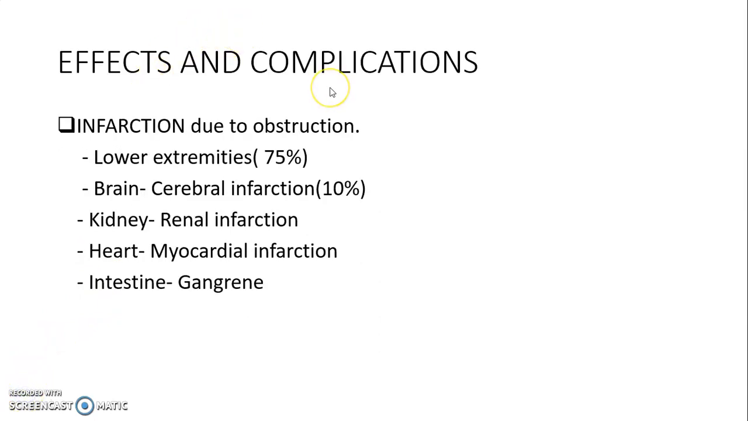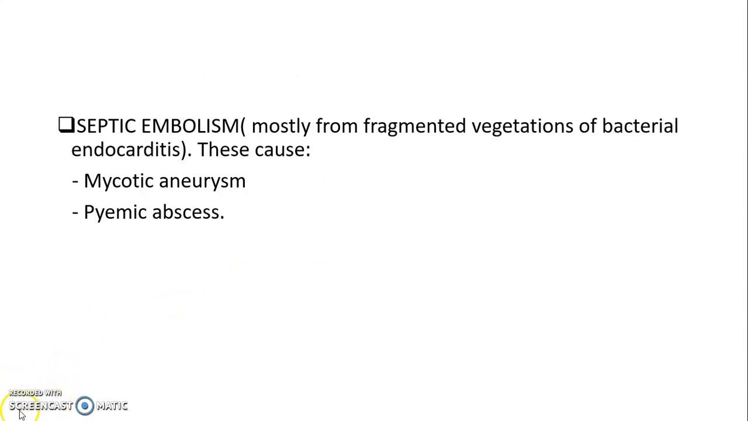Effects and complications of systemic thromboembolism: infarction due to obstruction. Lower extremity could be affected in 75% of the cases. When infarction is in the brain, then cerebral infarction will occur. It will cause renal infarction, could cause myocardial infarction or intestinal gangrene. It may cause septic embolism, mostly from fragmented vegetations of bacterial endocarditis.